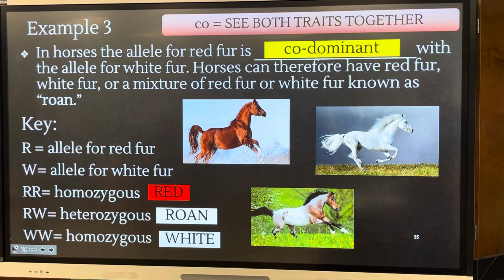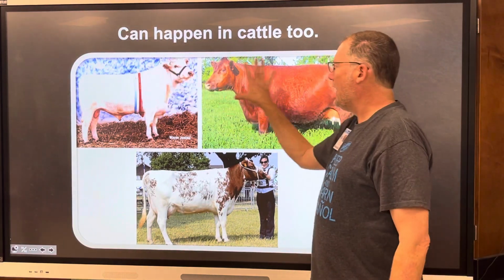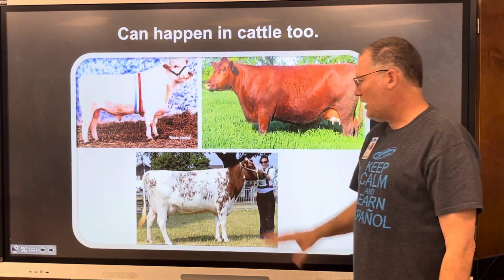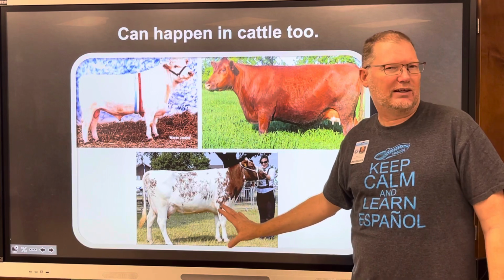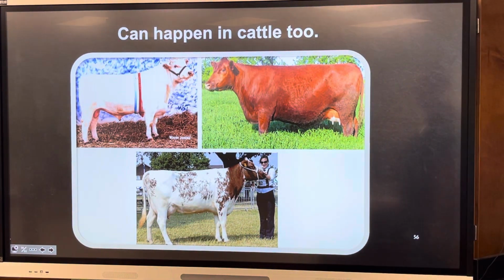And so you get both colors, pretty much like the black and white cat before. So red, roan, and white. Now it can happen in cows too. So you've got the brown and white, and then you've got, I don't know if they call it roan in cattle. Anybody grew up near a farm or anything like that? I don't know what it's called.